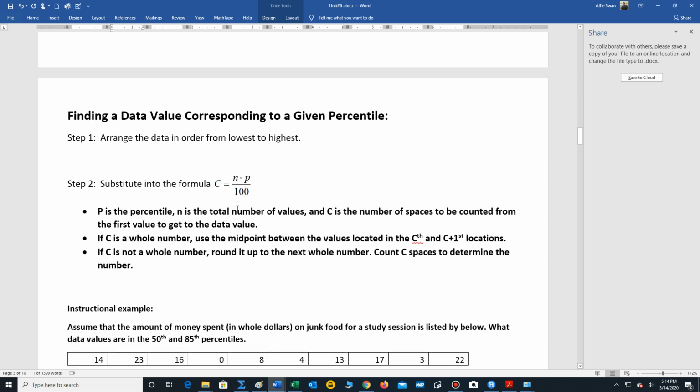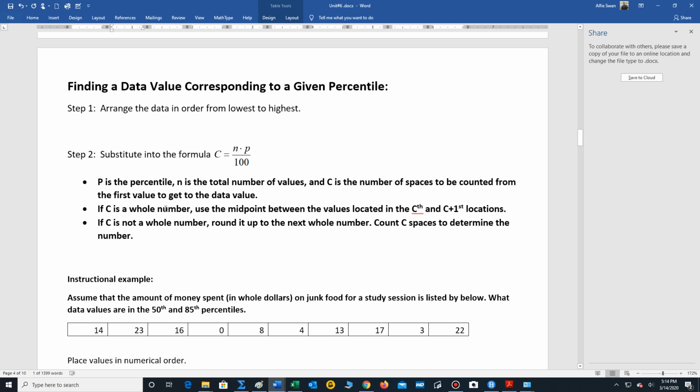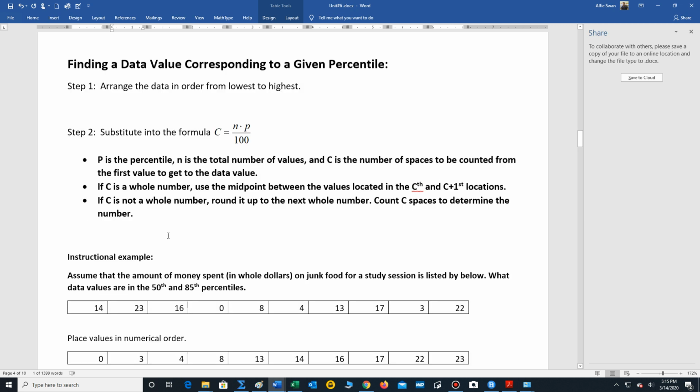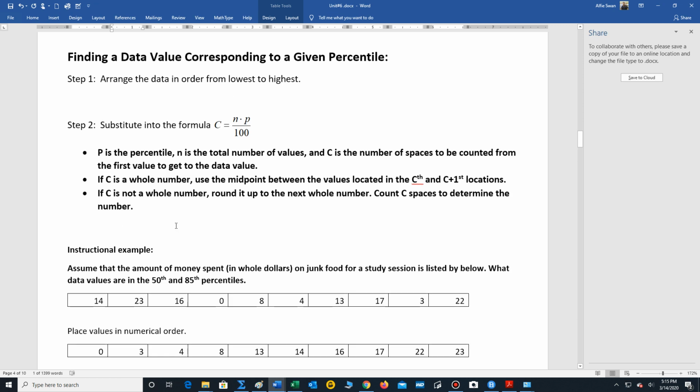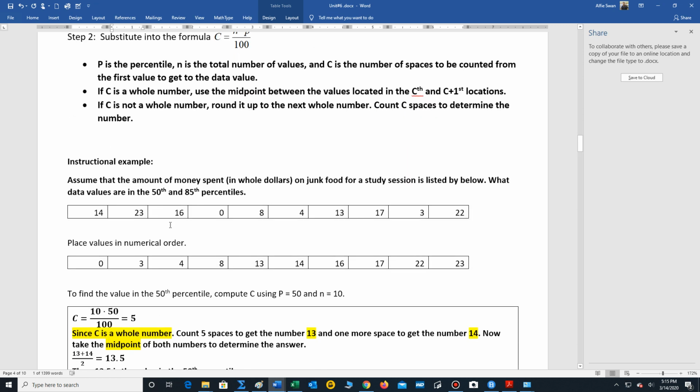Okay. When we perform this computation, if C is a whole number, then we have to find the midpoint of those data values that are located in the C and C plus first locations. However, if C is not a whole number, so it's some type of decimal or fraction, then we round it up to the next whole number, and then that whole number will count C spaces to determine the data value that we're looking for. So let's go ahead and work out an example.